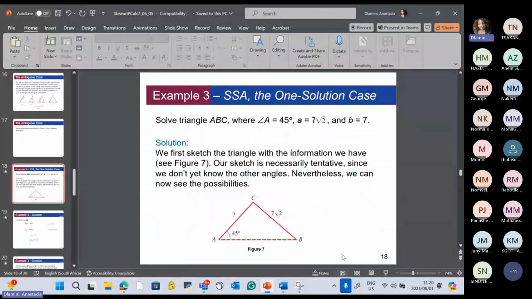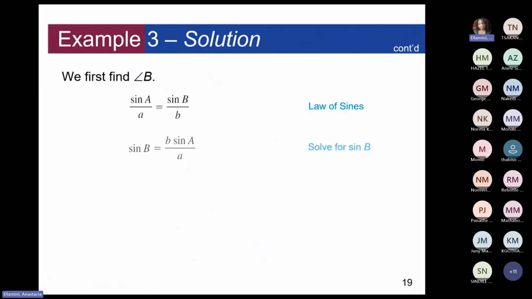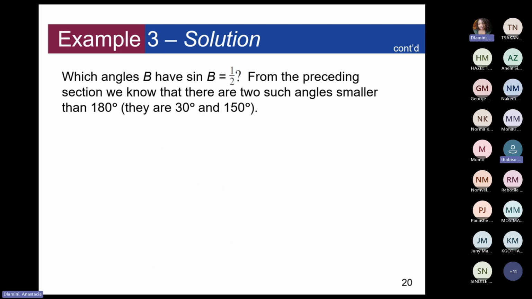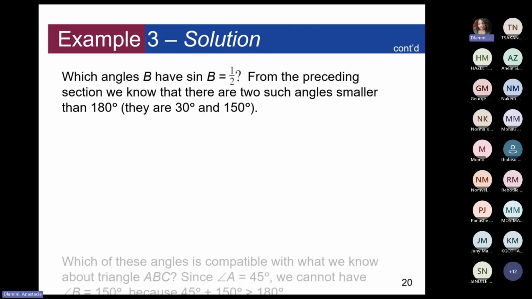Okay, that's the triangle we had. And then we did this. We're trying to find angle B, and we found that sine B is equal to 1/2. That's what we got, isn't it? Yes, ma'am. Thank you. So now they say, which angle B has sine equal to 1/2? From what we have learned, we know that there are two such angles smaller than 180, which are 30 and 150.